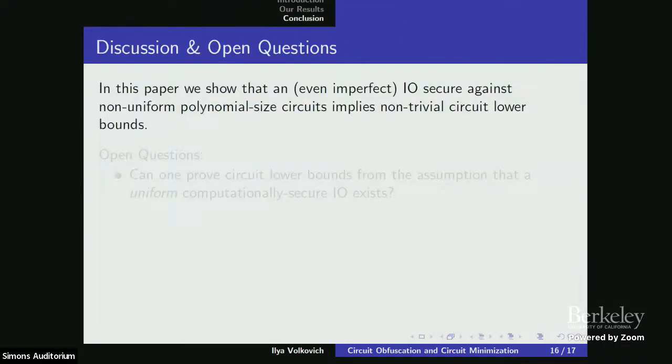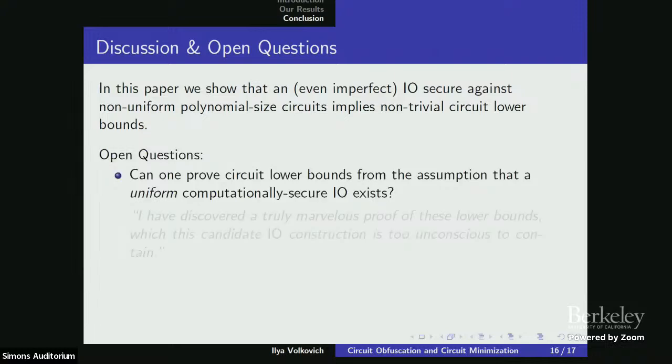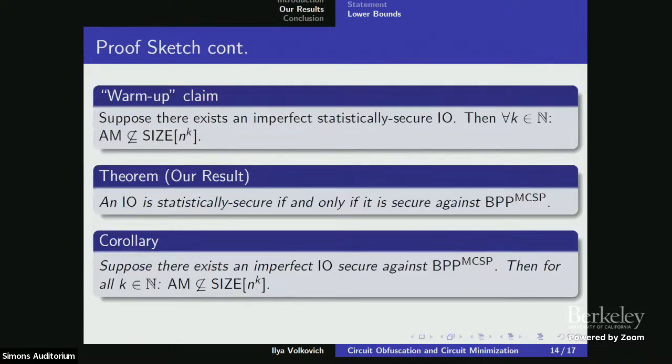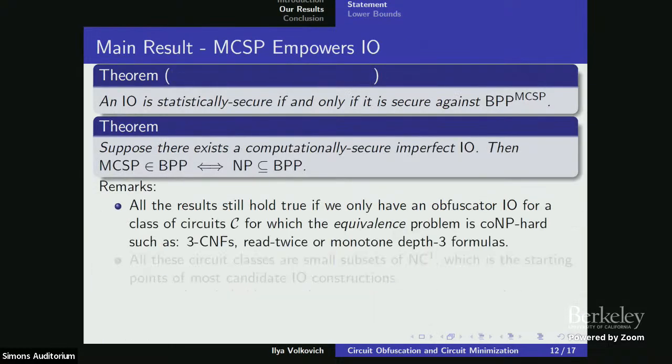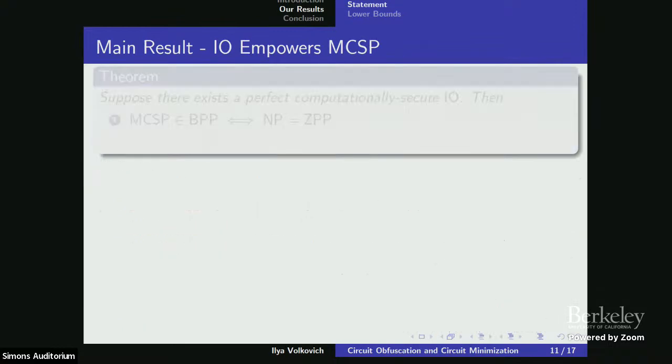So actually a good time to stop, and let me summarize. What we've shown is that imperfect or perfect IO secure against non-uniform circuits implies non-trivial lower bounds, and there are a few interesting questions, in particular what Mark asked: can we derive lower bounds if we assume security against uniform attackers? And the other thing, which I think is a way to interpret these results: if we go back here, how should we interpret those lower bound results?